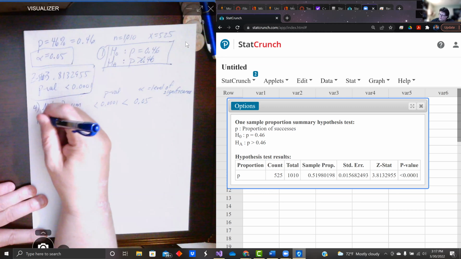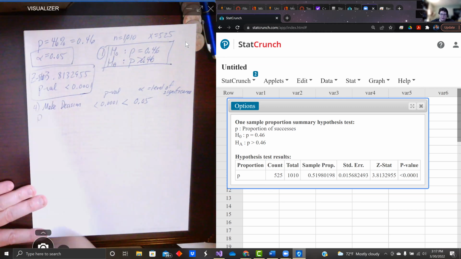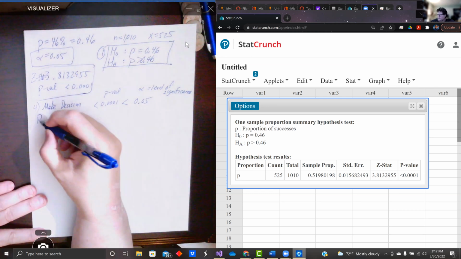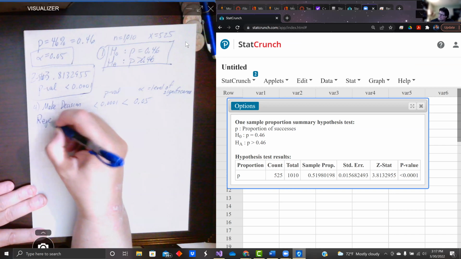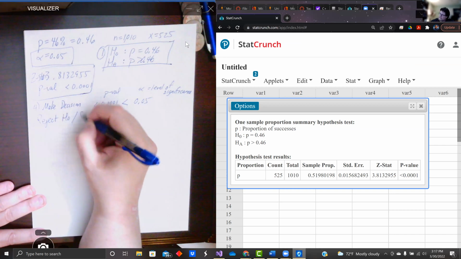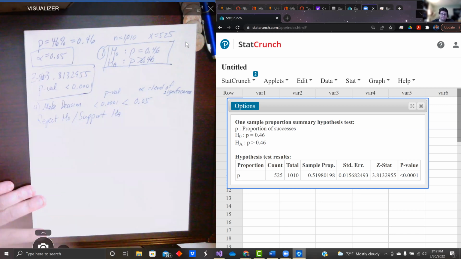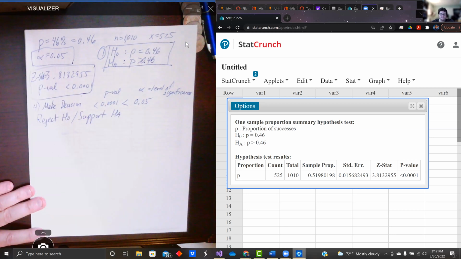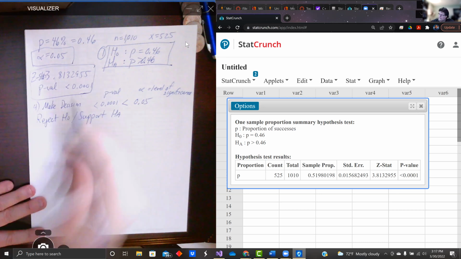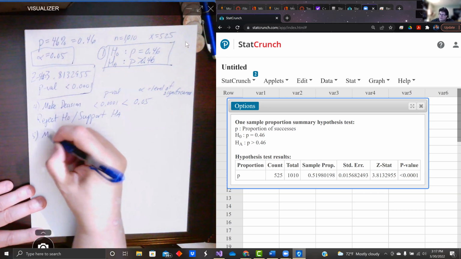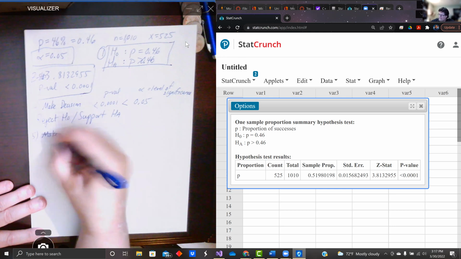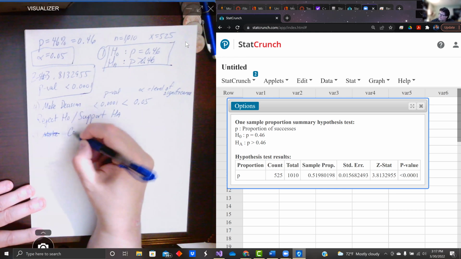The p-value is less than alpha. The p-value is too low. The null must go, or reject the H0. Reject H0, support HA. Step 5 is the concluding statement.